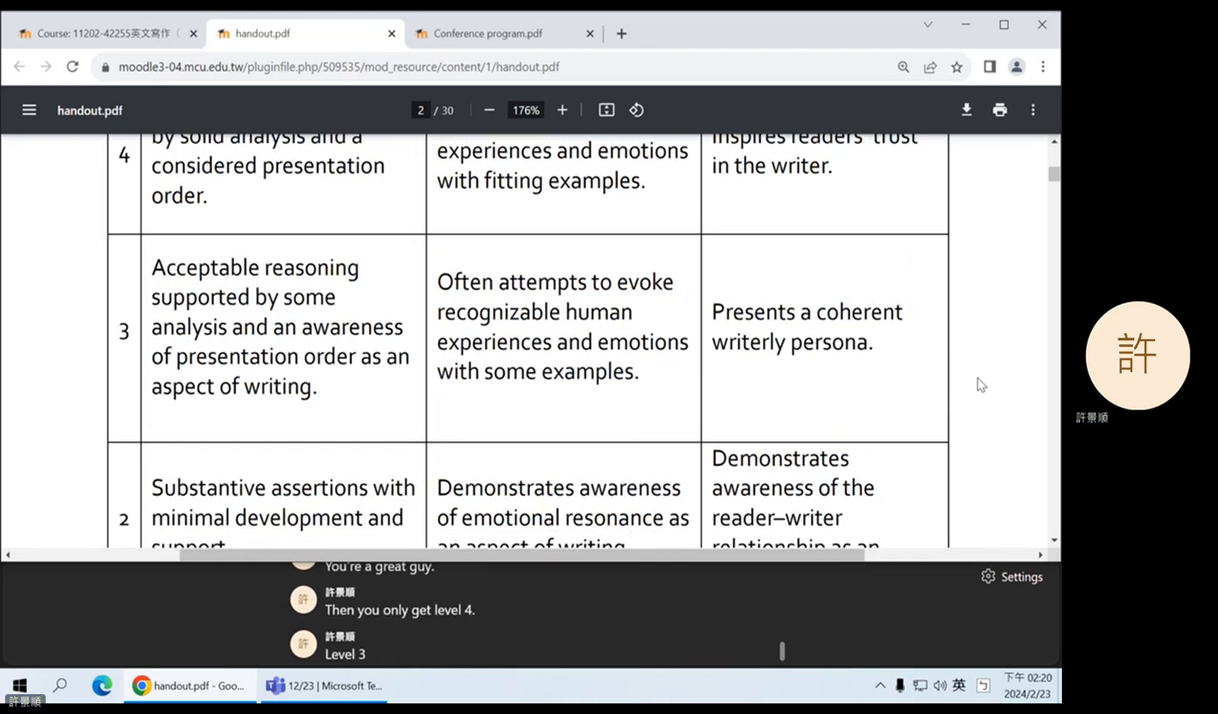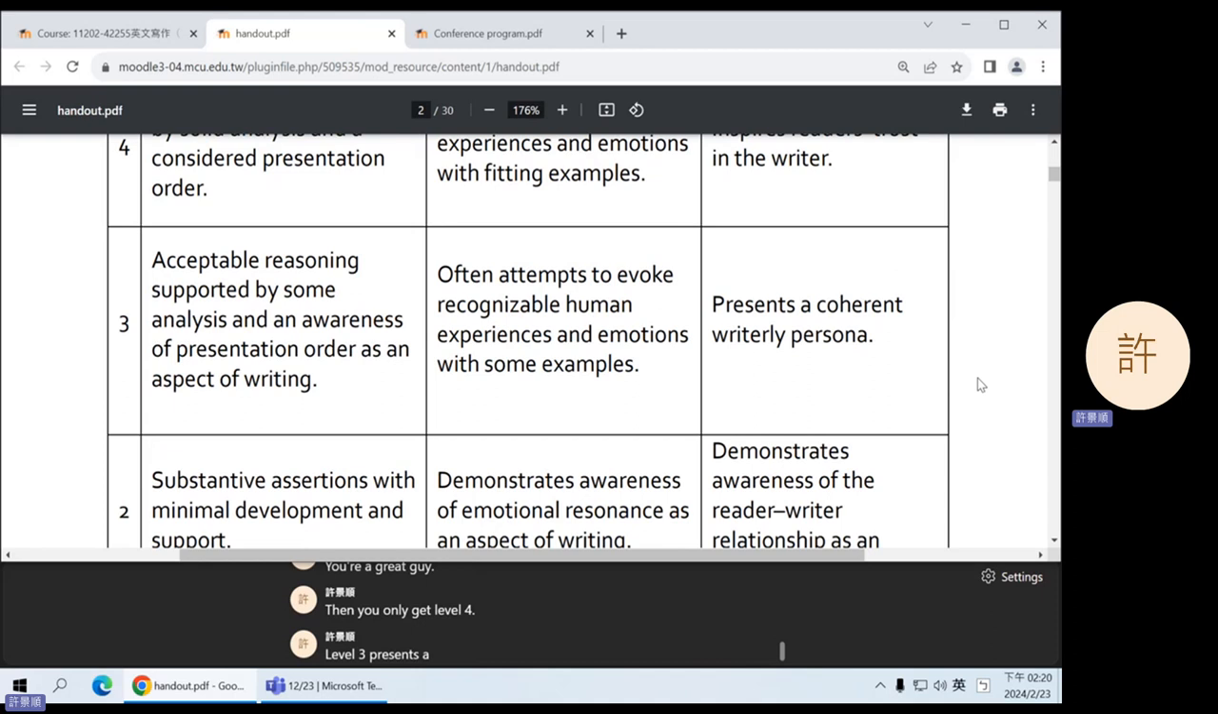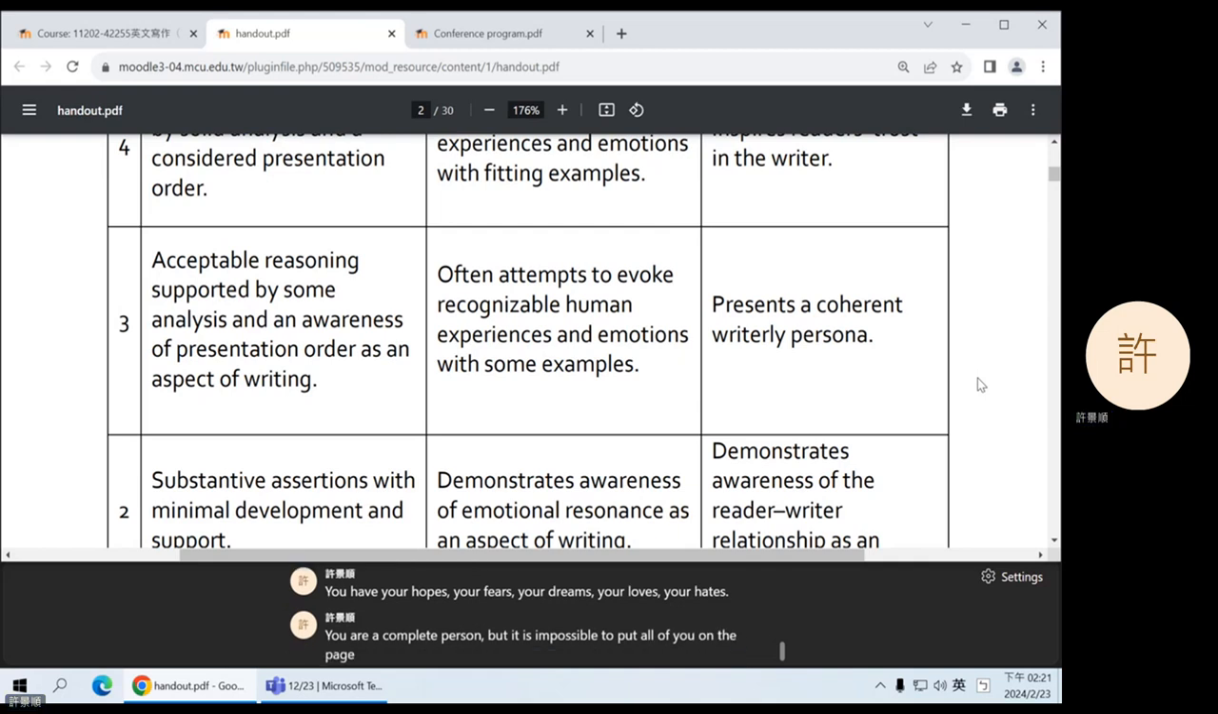Level 3 presents a coherent writerly persona. Persona means character. You are a human being. You are a three-dimensional person. You have your hopes, your fears, your dreams, your loves, your hates. You are a complete person. But it is impossible to put all of you on the page. You can only choose to put some parts of yourself on the page.